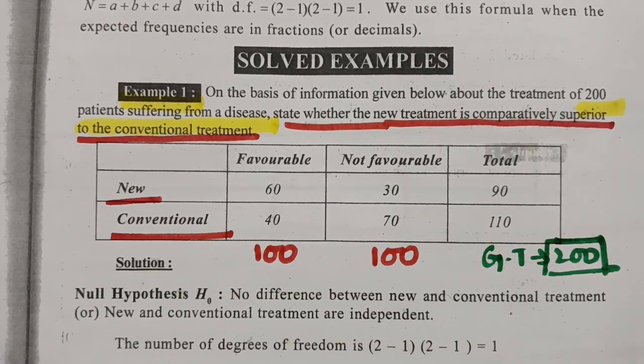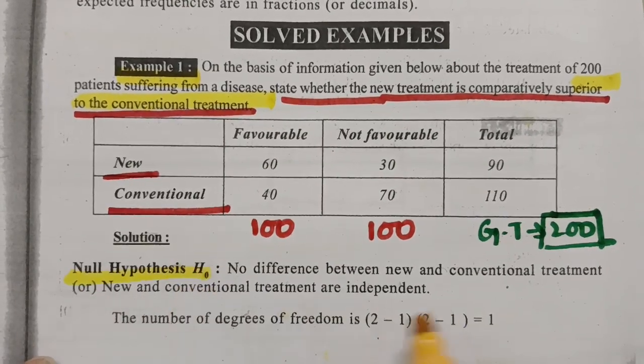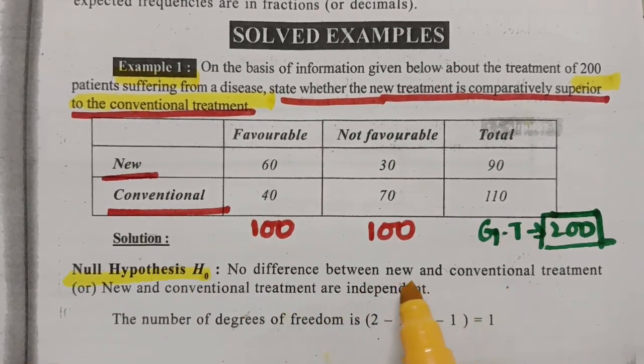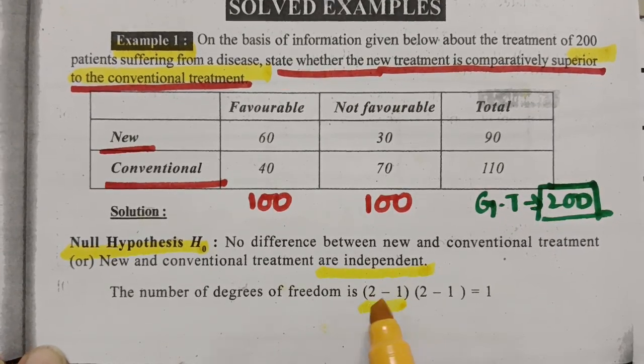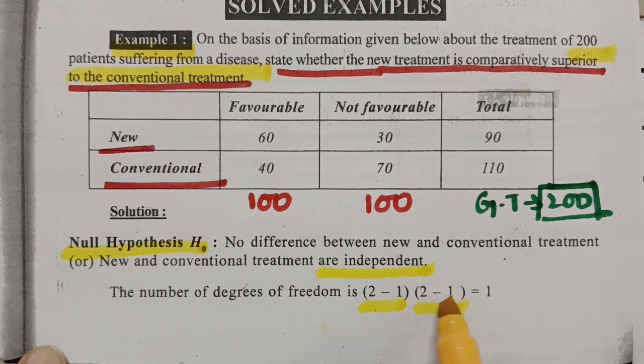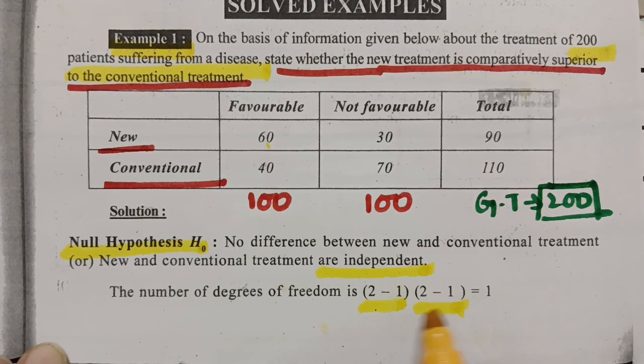And next, every time we have to use the 5 steps. The first one is the null hypothesis: no difference between the new and the conventional treatment. The new and the conventional treatment are independent. So we have taken it as independent. The degrees of freedom here is number of rows minus 1 and number of columns minus 1. There are 2 rows and 2 columns here, so 2 minus 1, 1 into 1 is 1. So here we have the degrees of freedom as 1.